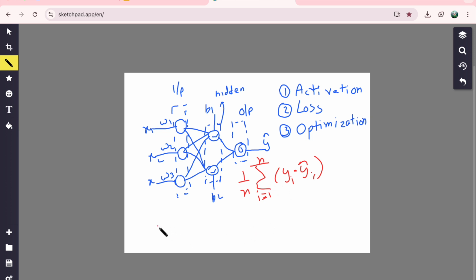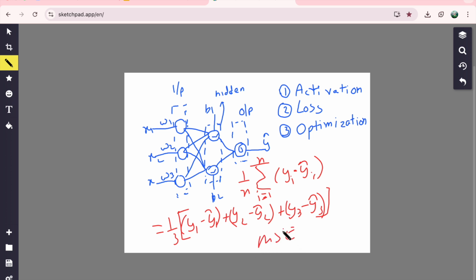So this will become equal to 1 by 3 into y1 minus y1 hat, plus y2 minus y2 hat, this is the second one, and plus y3 minus y3 hat. Okay, and this will be the loss function for mean squared error. Okay, mean squared error, MSE.